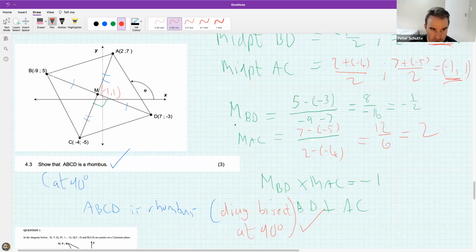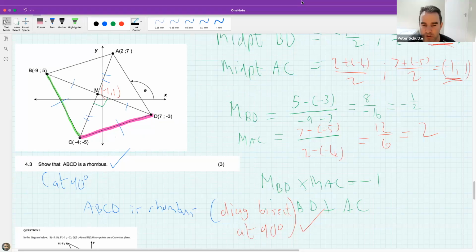You could have also, with a rhombus, as an alternative, if you had found the length of this side, and you found the length of that side, and you found that they were equal in length, that's also enough to prove something's a rhombus if you've already proved it's a parallelogram. However, I like working with diagonals because the formulas are shorter. All right, everyone, I've done quite a lot because I try to squeeze a bit more into our last lesson.